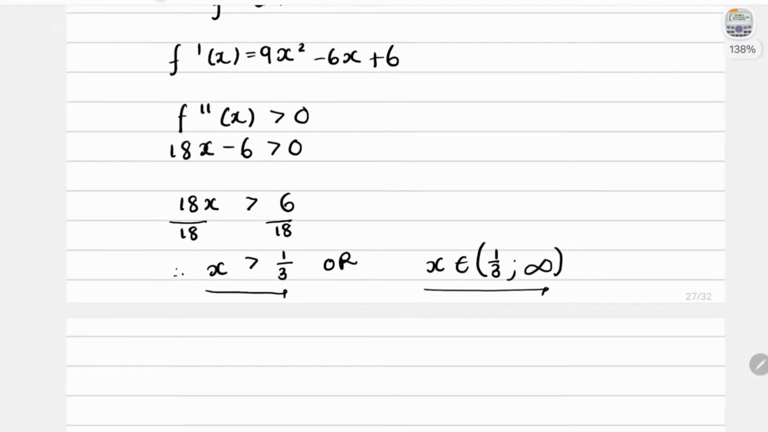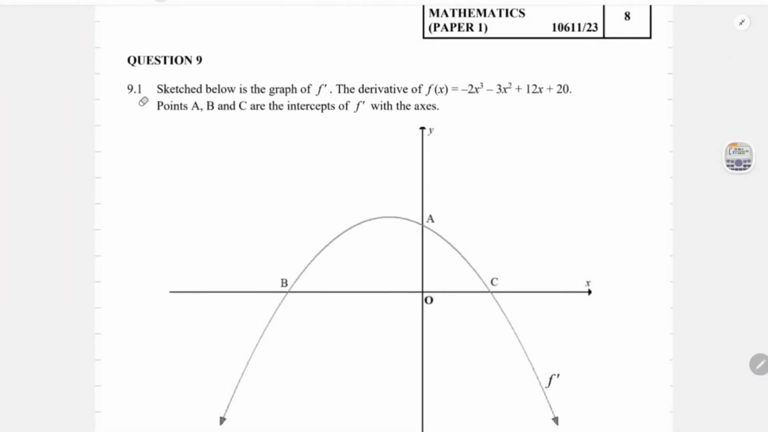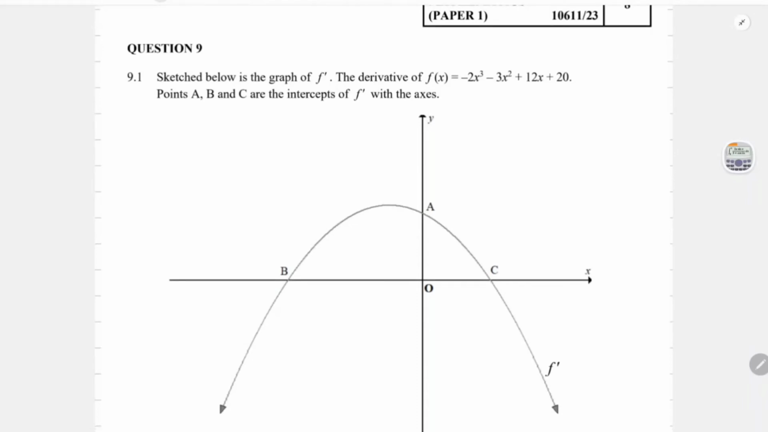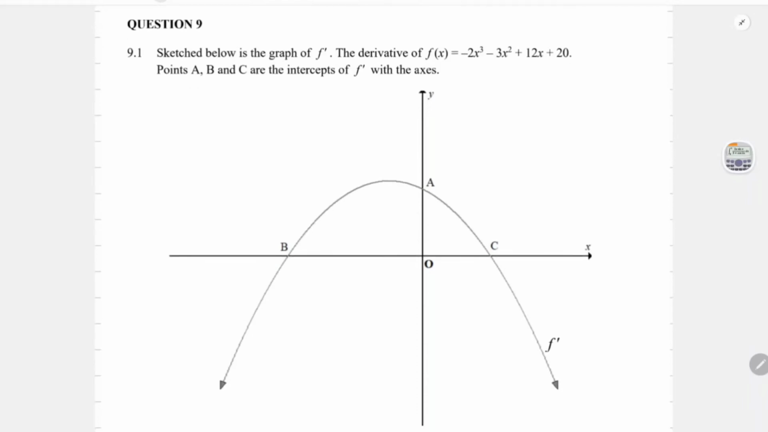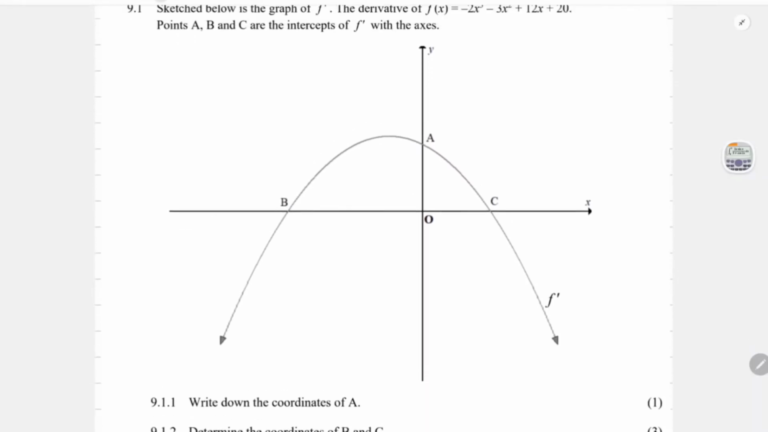Okay, moving on to question 9. Question 9.1 says, sketch below is the graph of f prime. So this has already been derived, it's the derivative of the original function, which they give you in full. And they tell you that points A, B, and C are the intercepts of f prime: the x-intercepts, and the y-intercept with the axes.